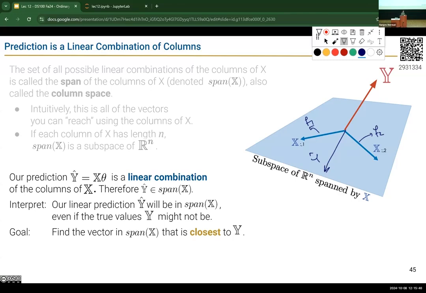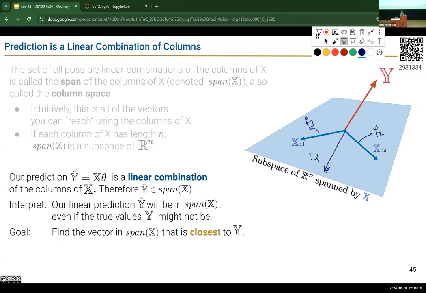So effectively what that means is that if these are the two columns that I have in my data frame, all of the predictions that I can have with any linear model are going to live on this specific surface up here, right? And I'm not able to just do any prediction above it.